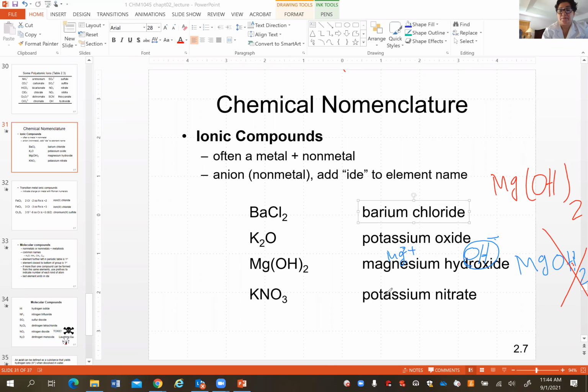Next example, potassium. Potassium is in group 1A. What is the charge for potassium? Because it's group 1A, it's going to be +1. Nitrate is an ATE ending, so we know that it has the higher number of oxygens. For nitrogen, we have either NO2 or NO3. NO2 minus is called nitrite, and NO3 minus is nitrate.